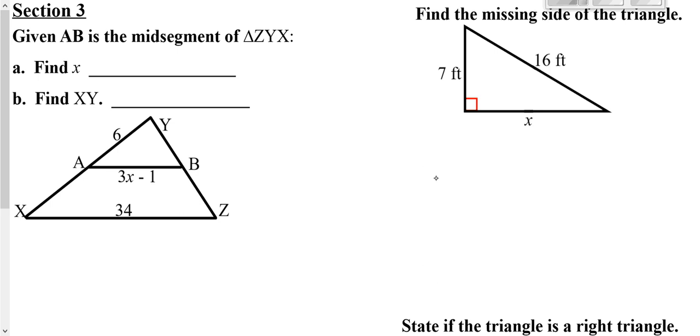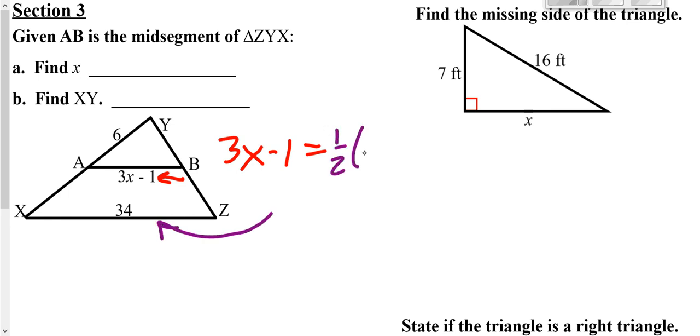Okay, welcome. We're trying to go ahead and figure out what x is. We are told that AB is the midsegment. The midsegment means it's half the length of the side that it's parallel to. So our midsegment here is half of the side that it's parallel to, which is this. So it's going to be 1/2 of that 34.